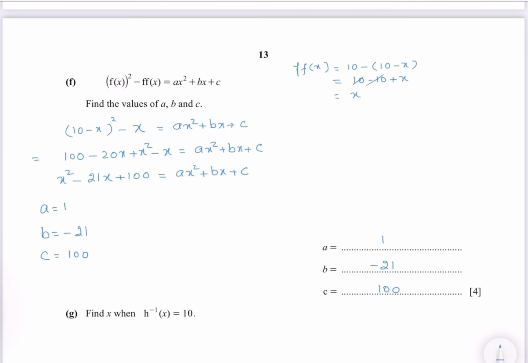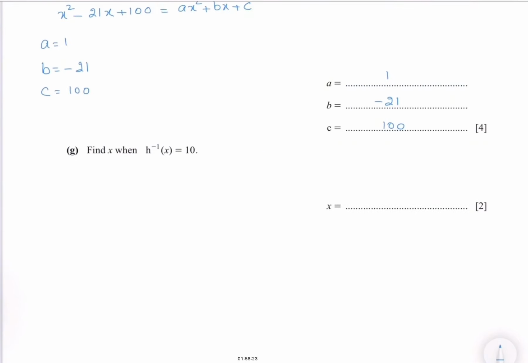Find x when h inverse of x is equal to 10. So h inverse of x. First find h inverse of x. So h of x is equal to 2 power x. So I can write y is equal to 2 power x. So from here I can write x is equal to 2 power y.